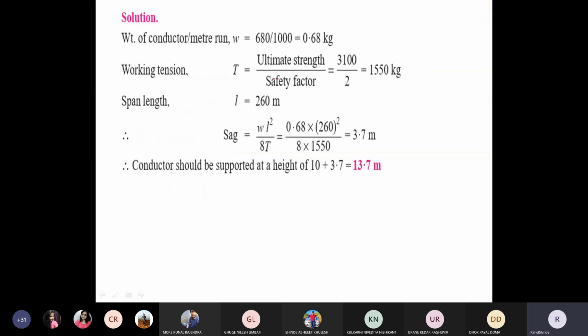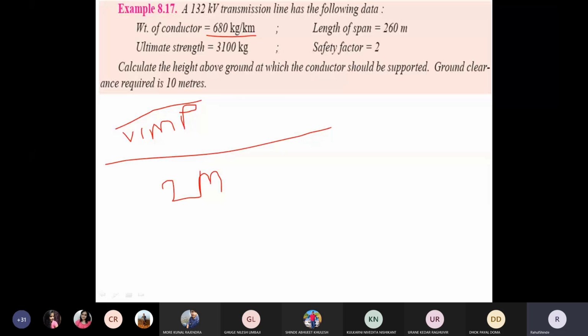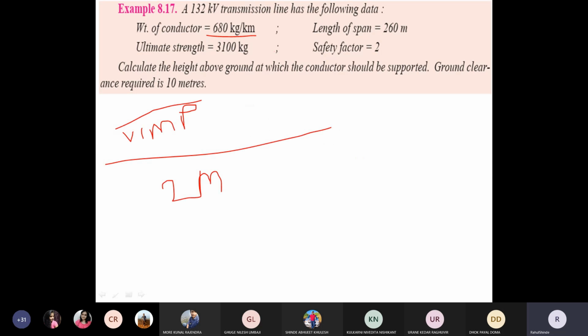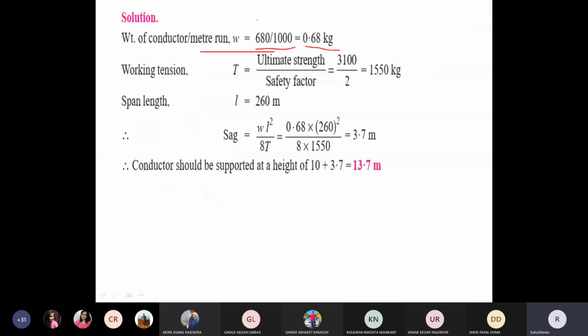Okay, how to convert into meters? Simply divide by 1000. So the weight of the conductor 680 divided by 1000 will become 0.68 kg per meter. Getting? All of you getting this? See, 680 kilograms per 1 kilometer. If the line length is 1 kilometer, how much is the weight of the particular line? It is 680. Okay, and we should first convert into meters.